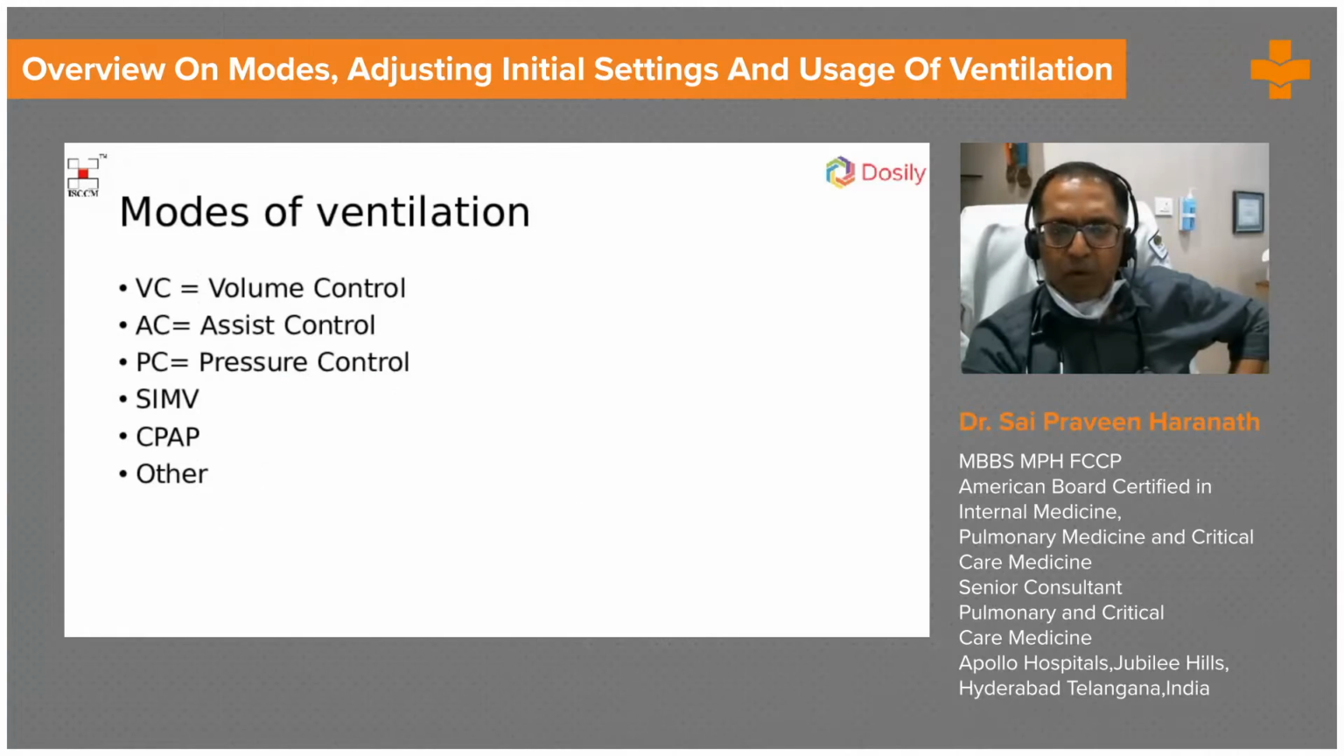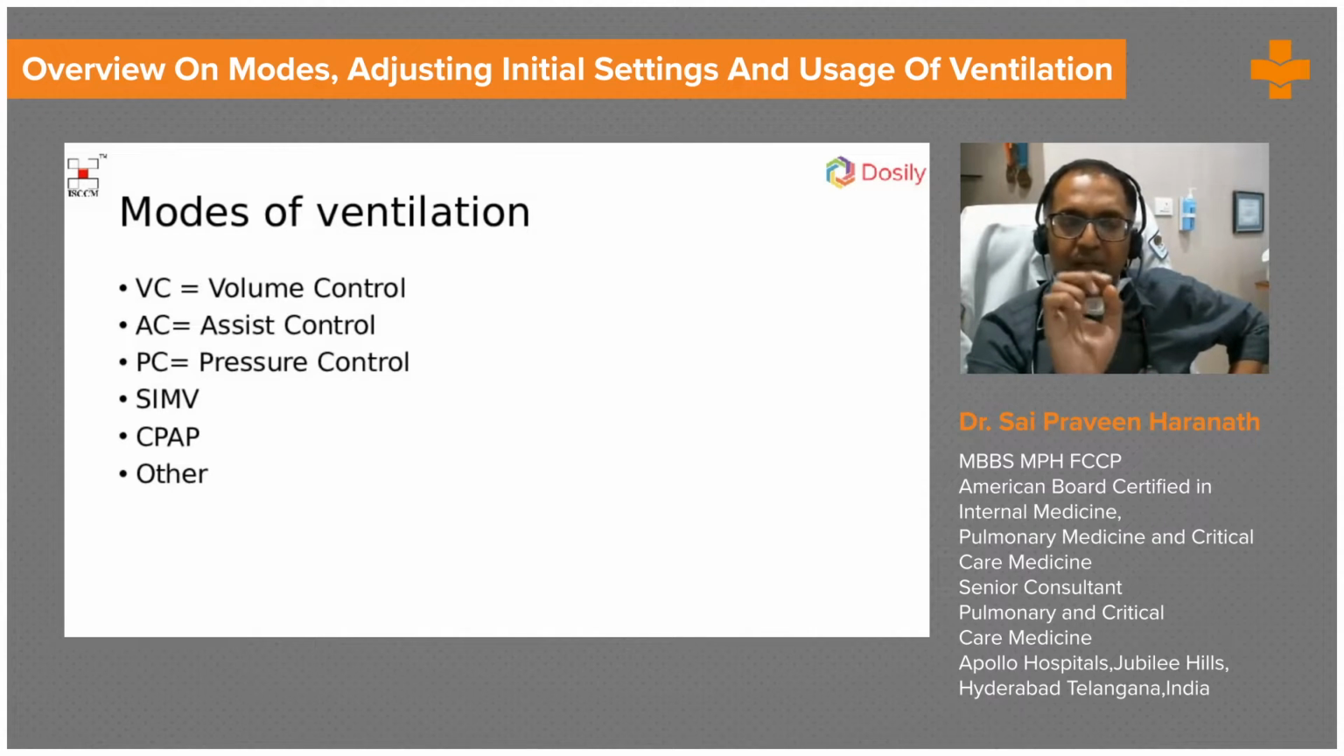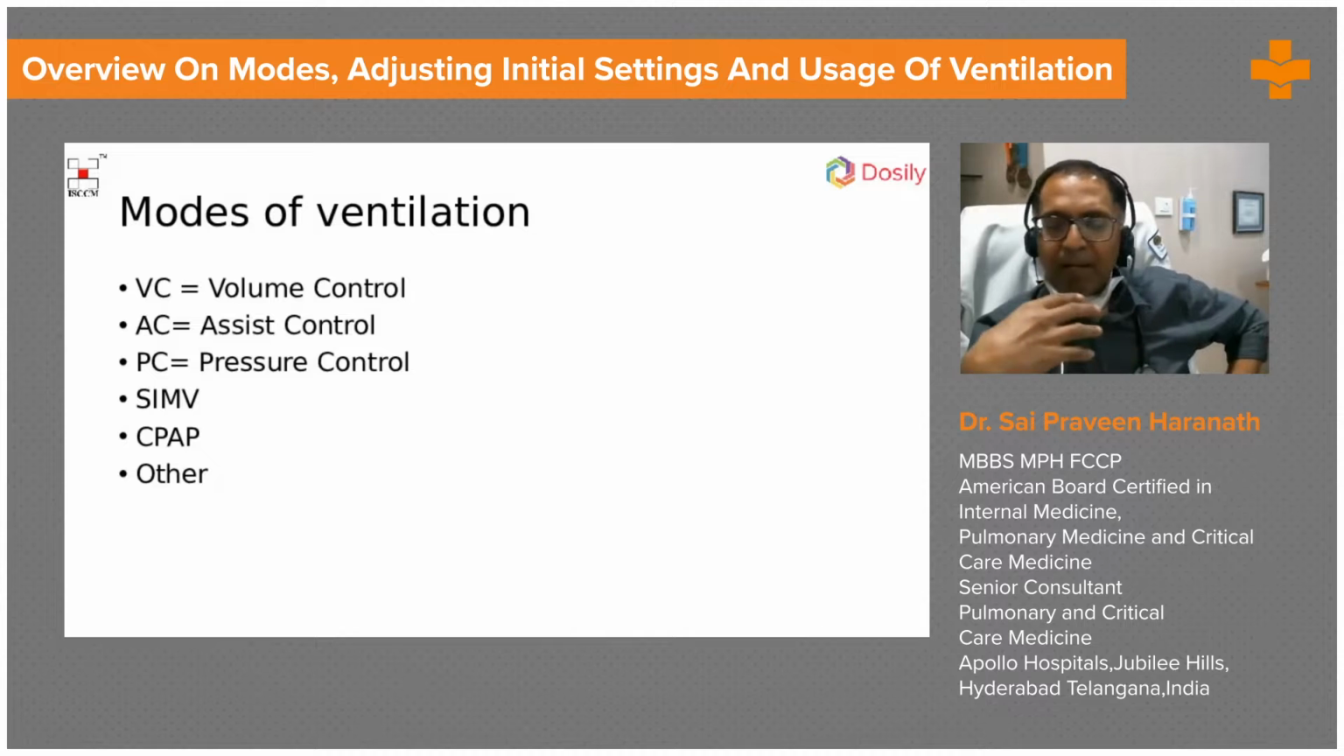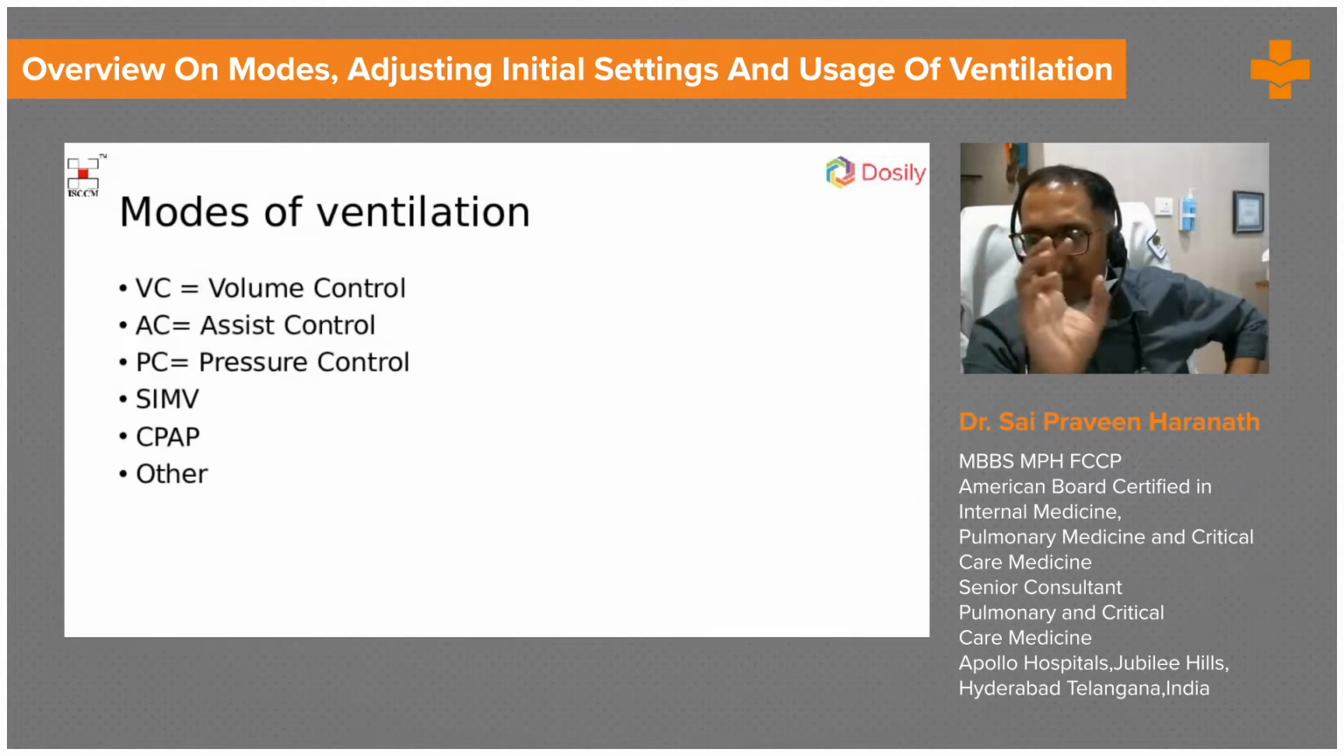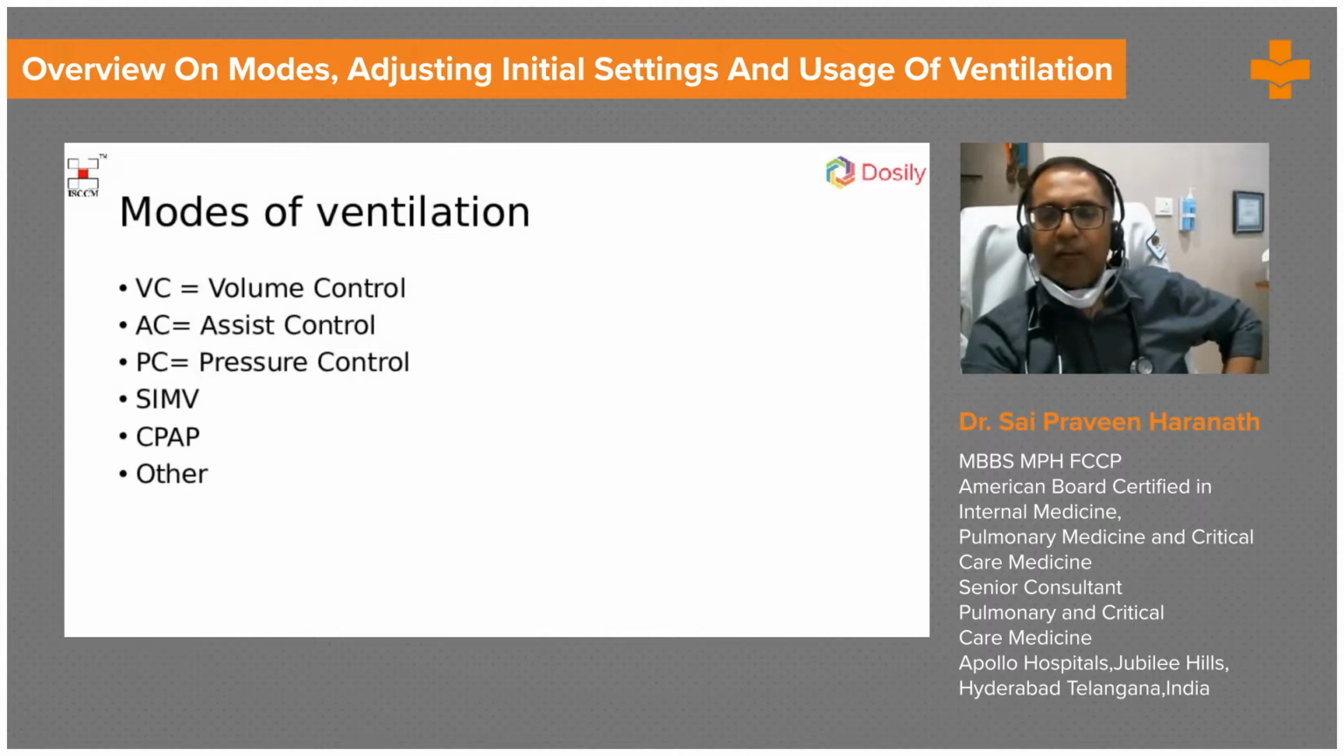So there are different modes. One of the modes is called volume control, and the control word means you're setting that number to not change. You are controlling the number. So you can have a volume control mode. You can have an assist control mode where the machine is actually doing all the work. But if the patient breathes higher than the number that you have set, the machine will give all the air to that patient.